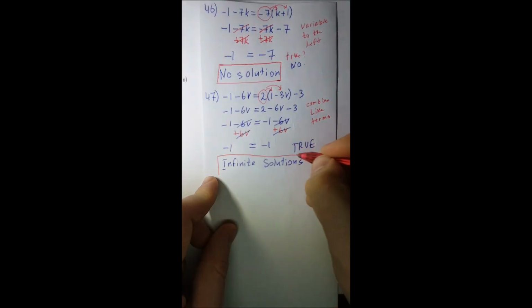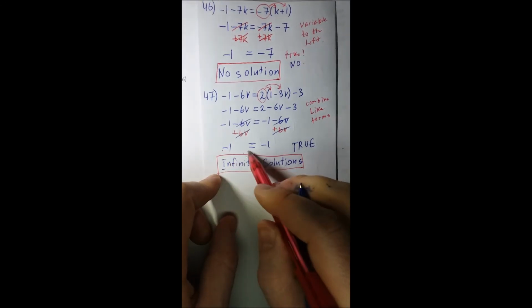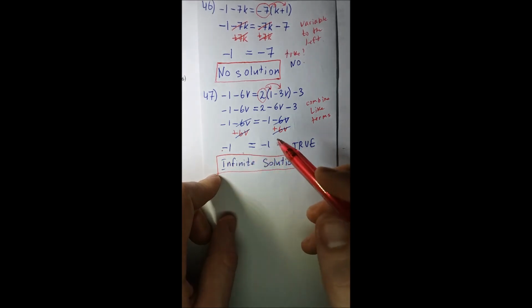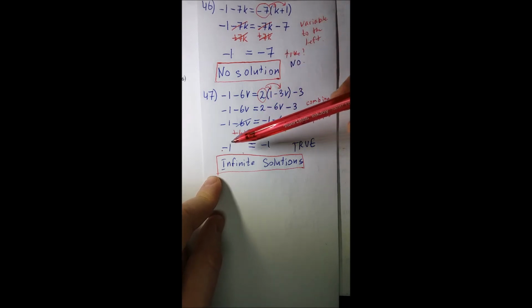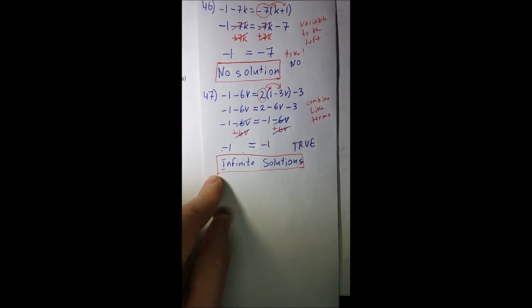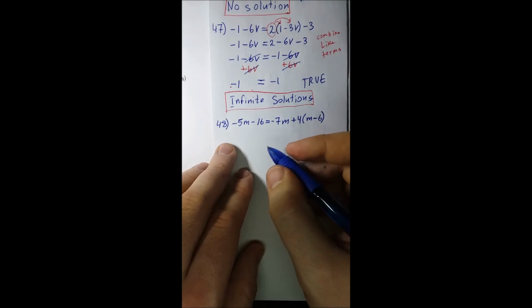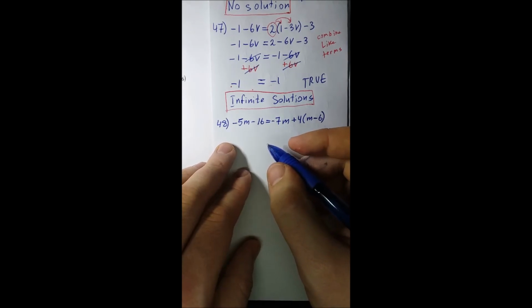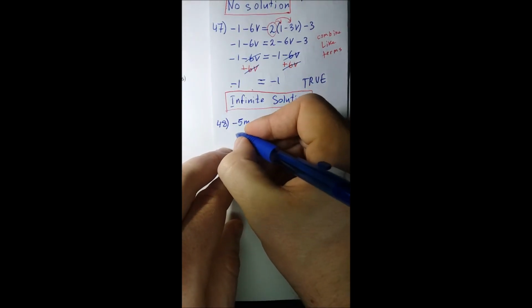So if you have an answer like 5 equals 5, infinite solutions. If you have 10 equals 10, infinite solutions. 0 equals 0, infinite solutions. You see, you can contrast between a no solution problem where you have a negative 1 equals negative 7, which is obviously not true, and infinite solutions, which means you have a true statement at the end. Now, example 48. You can actually tell right now there's going to be one solution. But let's still see how it is going to be one solution.